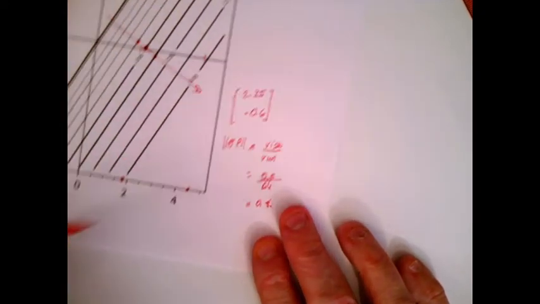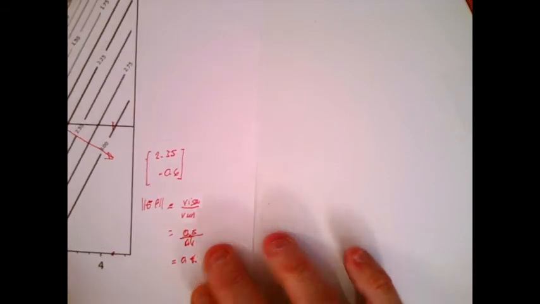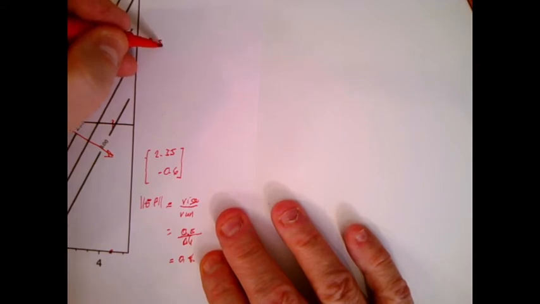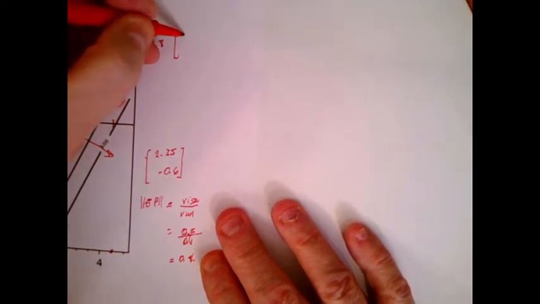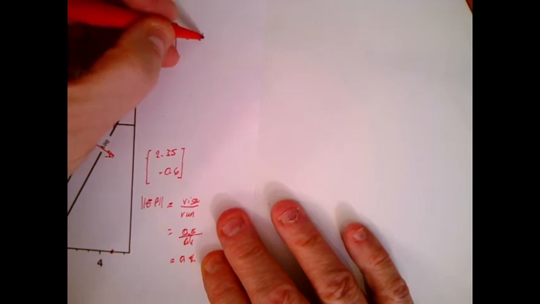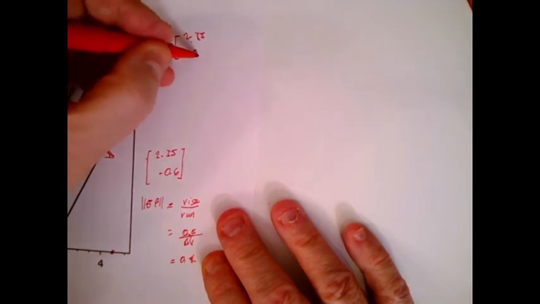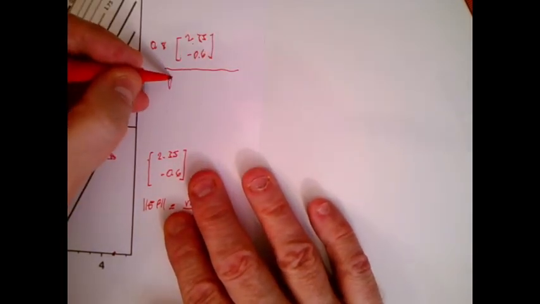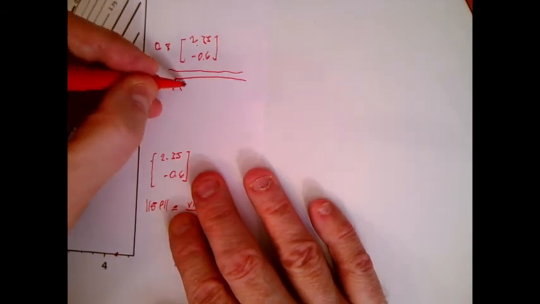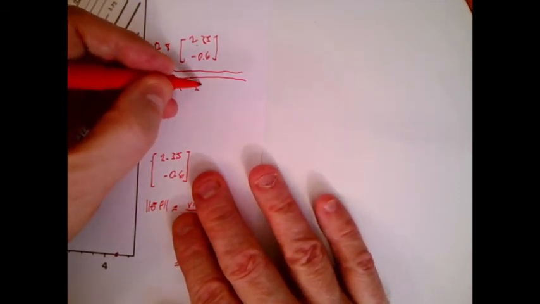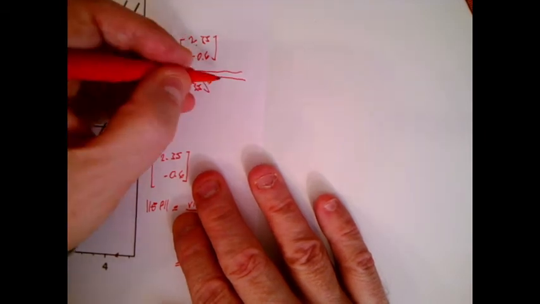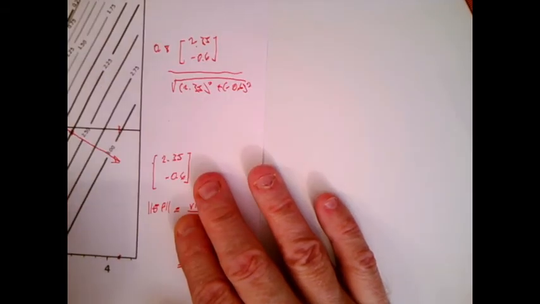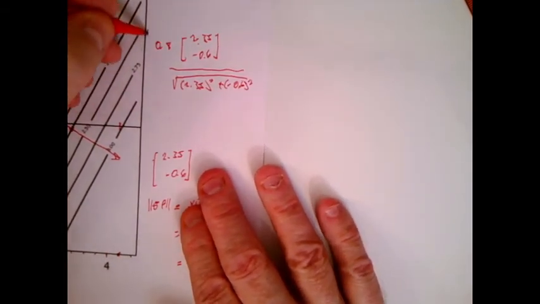In the direction of this, we can certainly write all that out without killing ourselves too much. I'm going to take the length, which I decided was about 0.8. I want to take our vector, which is 2.35, negative 0.6 like that, and divide by the length of all that. So I'm going to get 2.35 squared, plus negative 0.6 squared like that, and that is actually the vector we want. Ta-da!